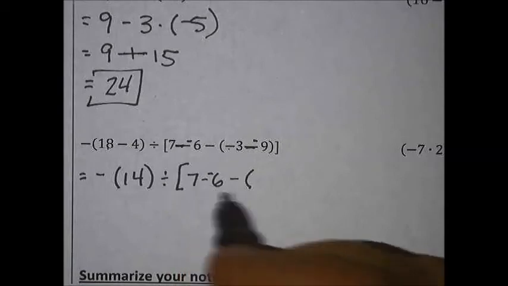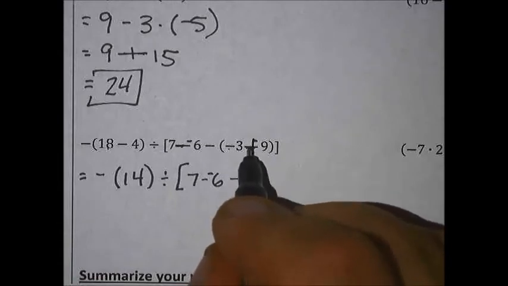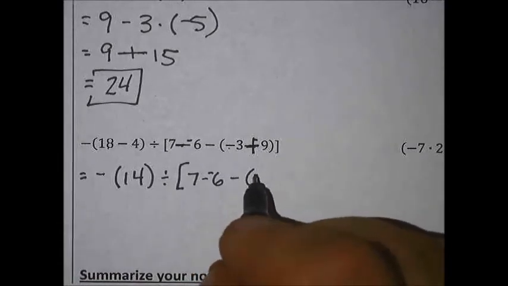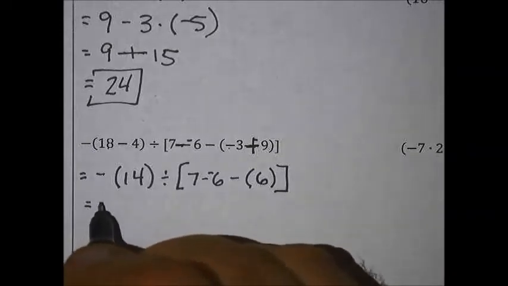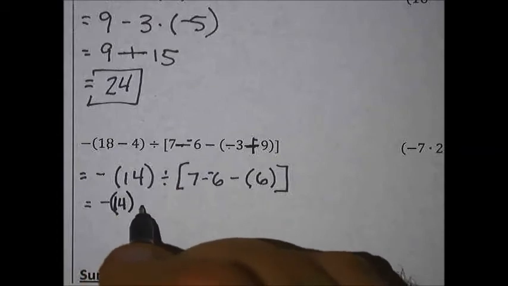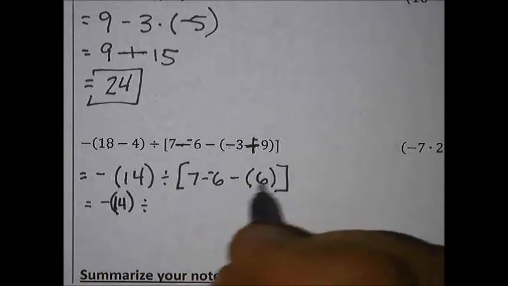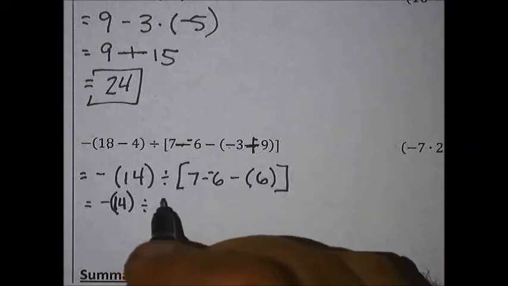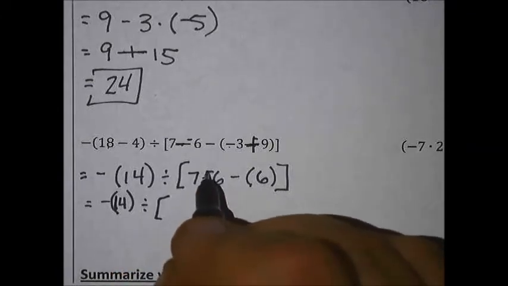So I'm going to put that negative 6 there. Here we have negative 3 minus a negative 9. That's going to turn into a plus 9. So that's going to be 6. I'm going to leave this stuff out in front here, 14, divided by, and so now that 6 in parentheses doesn't really matter. There's nothing else in there, so I can do this stuff here.